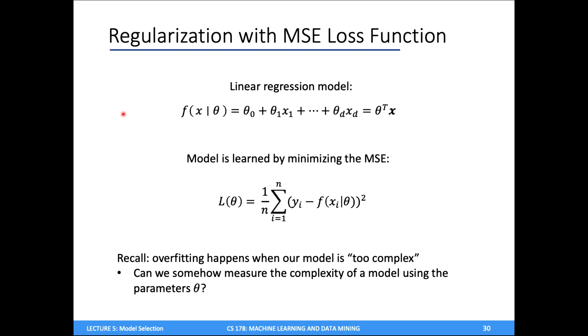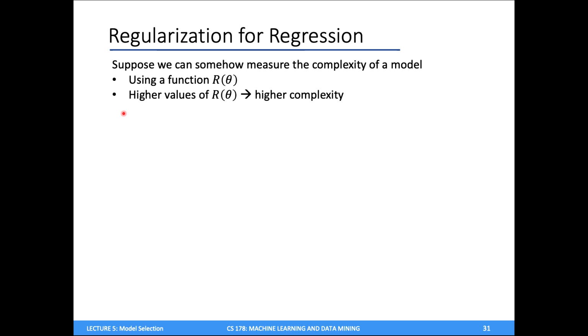And recall that your intuition about overfitting should be that it happens when our model is somehow too complex for the data set. And so an interesting question is, can we somehow measure the complexity of our model? Can we assign a number to this parameter vector that tells us how complex that model is? You can maybe think about this for a second before I give away the answer. But let's suppose we could somehow do this. Suppose we could write down a function, which I'll call r of theta. This function r of theta takes in our parameter vector theta and spits out just some number measuring how complex that model is with those parameters theta.